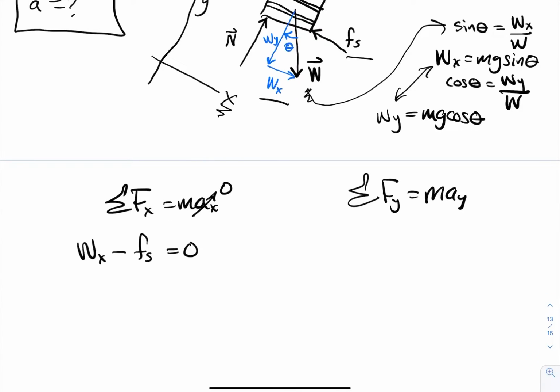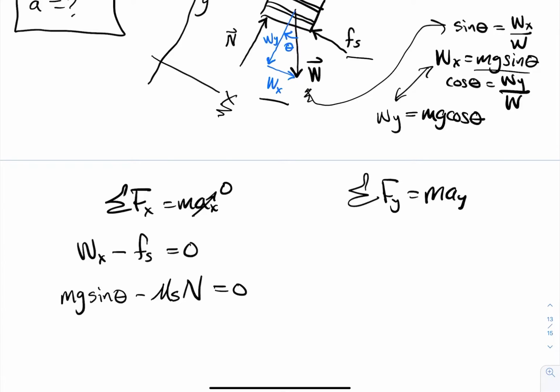Well, that means I can replace weight x with mg sine theta, and we always know that the friction force is the coefficient of friction times the normal force. So I'm going to just rewrite these: mg sine theta minus mu sub s times the normal force equals 0.